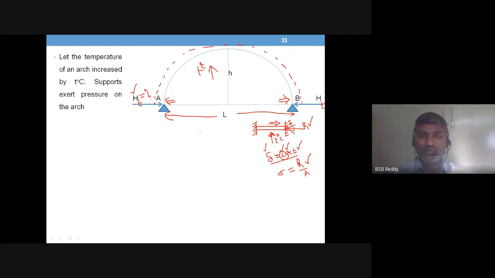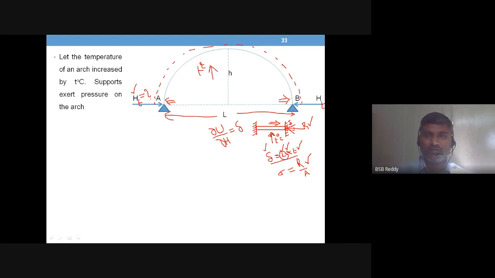So the equation that you are going to use here is the application of strain energy equation. So dou u by dou H, Castigliano's theorem, will give you the delta value. Okay, got it?